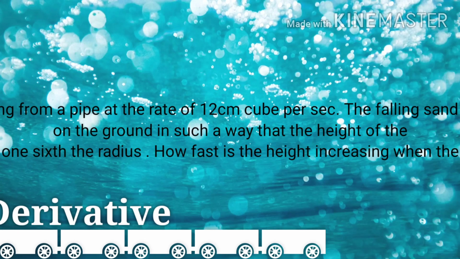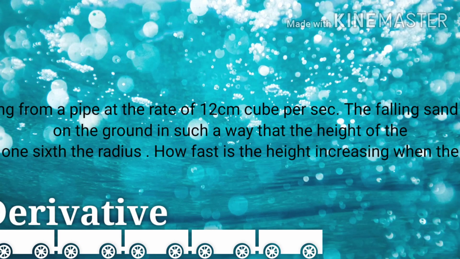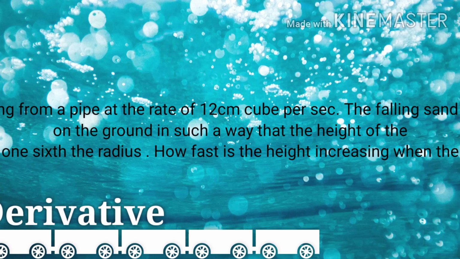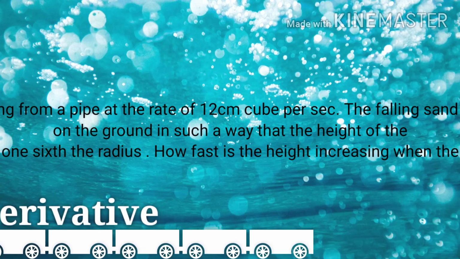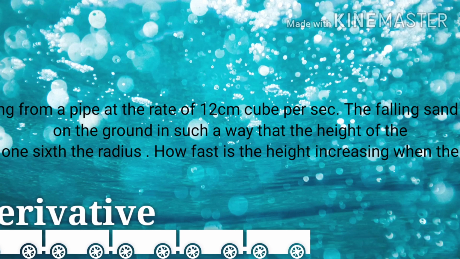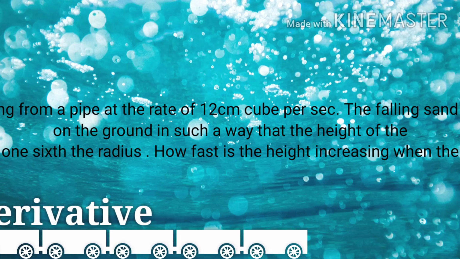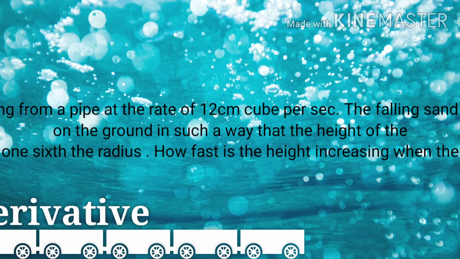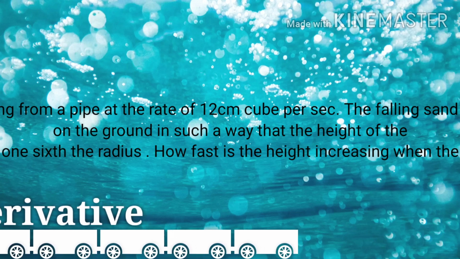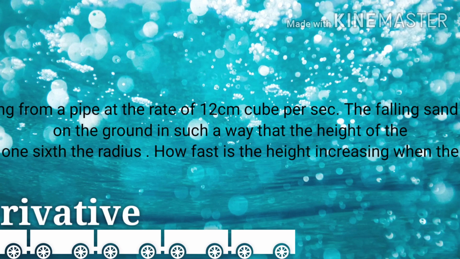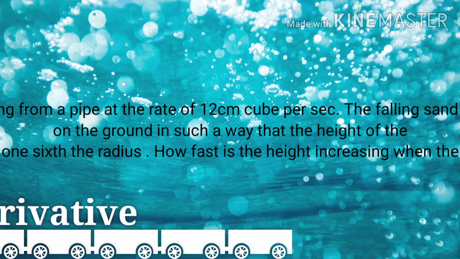Sand is pouring from a pipe at the rate of 12 centimeter cube per second. The falling sand forms a cone on the ground in such a way that the height of the cone is always 1/6 of the radius of the base. How fast is the height of the sand cone increasing when the height is 4 centimeter?